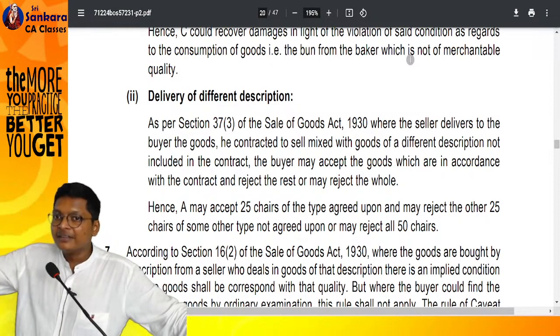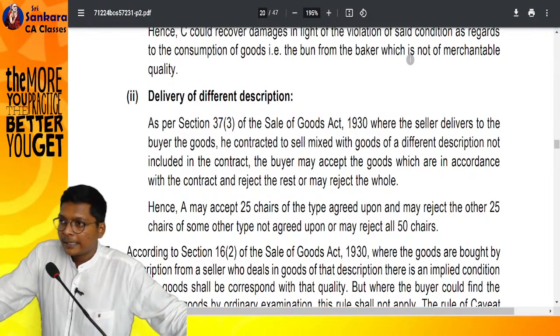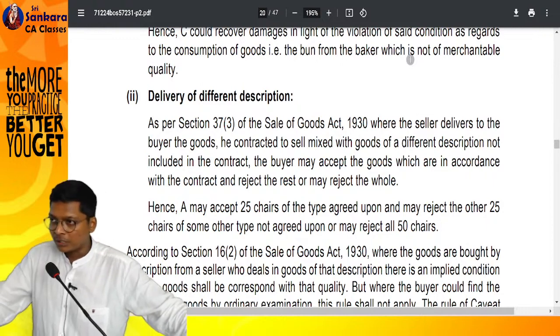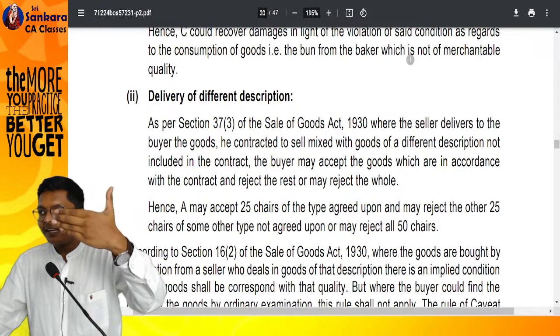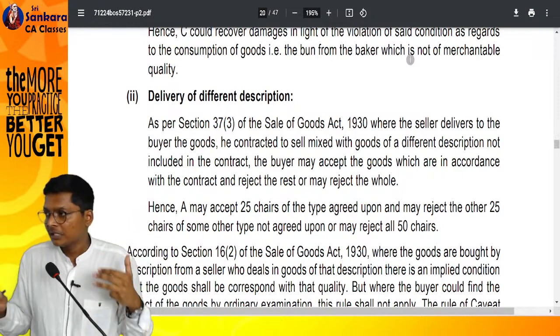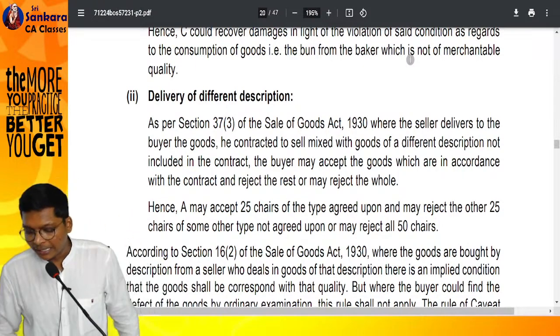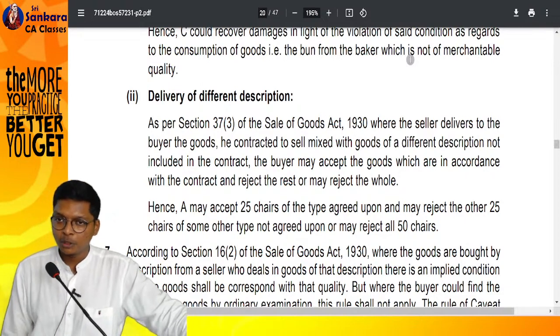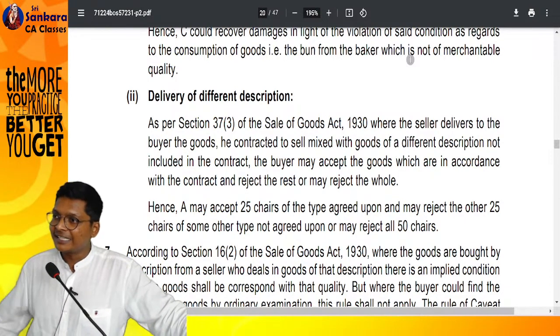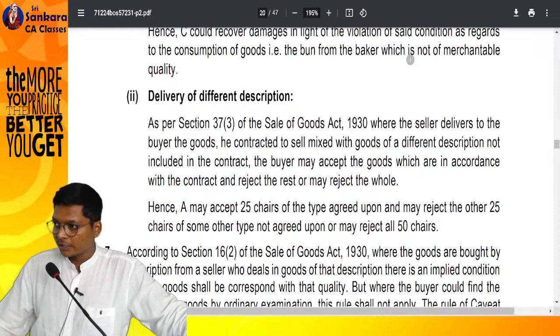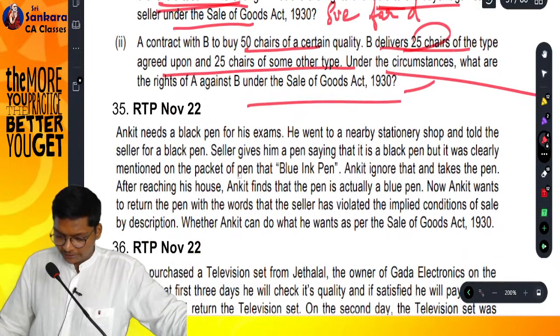Rules of delivery, delivery of wrong quantity. He can accept the whole. Accept all 50, reject all 50, or accept 25 and reject 25. My choice. Give all three options. Mark this as important for the upcoming exam. Rules of delivery have never been tested in any of the exams. Okay. Next.